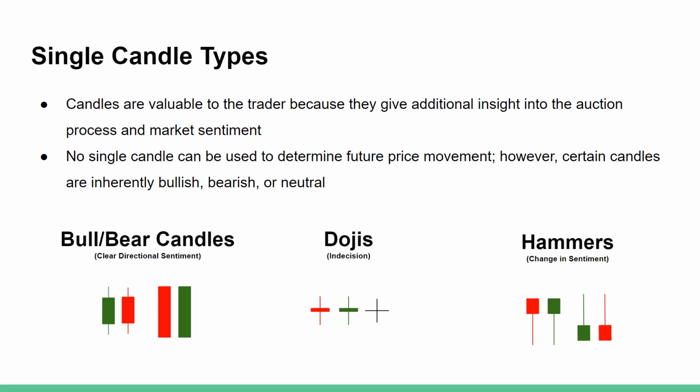However, certain candles are inherently bullish, bearish, or neutral, right? And so you can see what's happening in the market, whether it's bear or bull candles, which show you clear directional sentiment, Doji candles, which represent indecision in the marketplace, or hammer candles, which represent a potential change in sentiment. So each candle, as you take it in turn and interpret it, should give you one of these 3 feelings. Either we're in indecision, potentially we're changing course, or we're strongly moving in one direction.